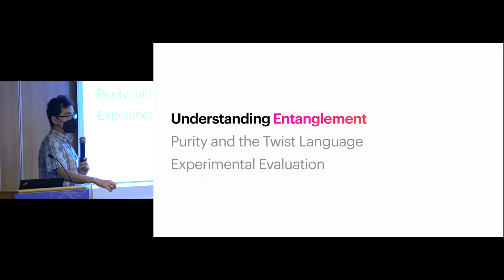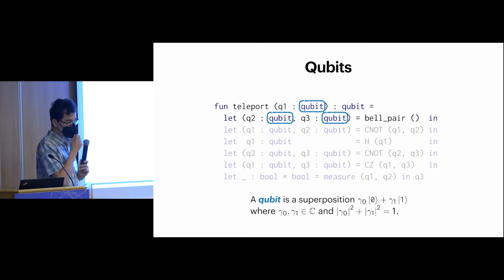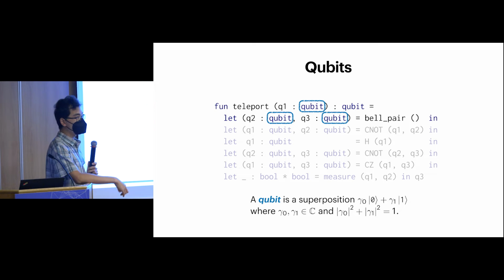So, let's first take a deeper dive into what entanglement is, as well as a little bit of an overview of quantum information for those of you who may not be as familiar. The elementary unit of quantum computation and quantum information is the qubit. In the example program here, we actually utilize 3 qubits. There's the input Q1, as well as 2 qubits generated by the program.